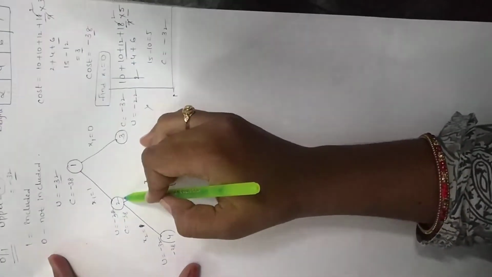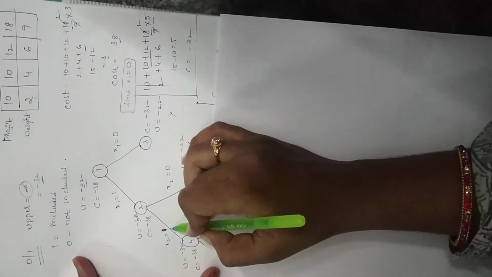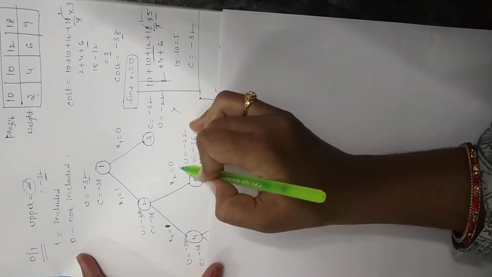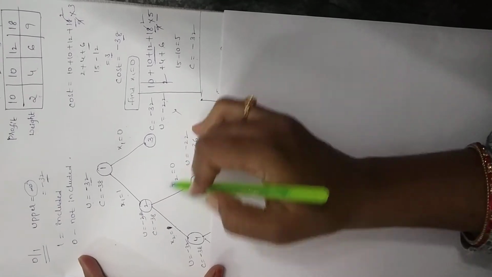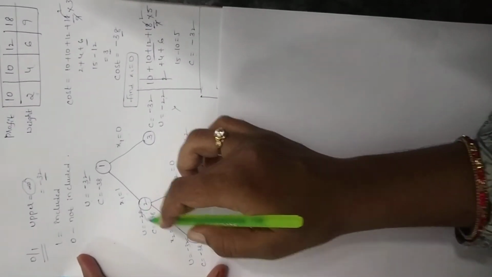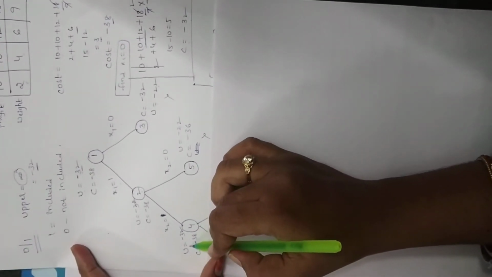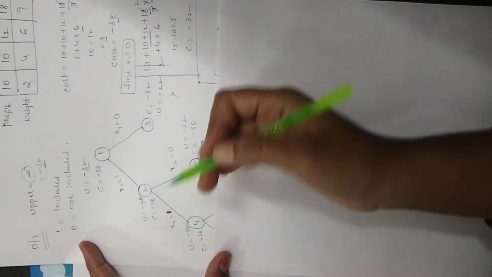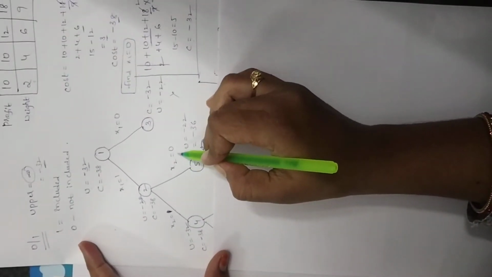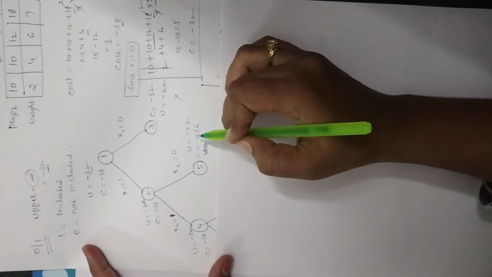Next we generate the second level of the state space tree. x2 equal to 1 means included in the bag and x2 equal to 0 means not included in the bag. For the included case, the same values are repeated: cost equal to minus 38 and upper value equal to minus 32. Now x2 equal to 0 means not included in the bag.